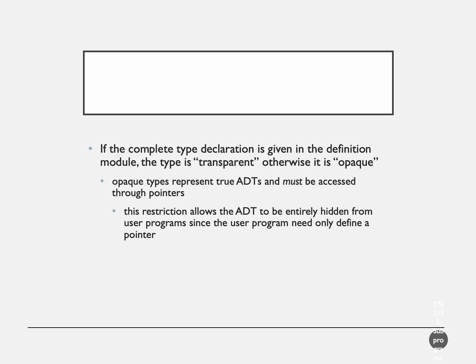Now here's the key part. Opaque types must be accessed via pointers. Because the user doesn't know what's inside the type, they can only hold a reference to it. This restriction ensures that the implementation details remain completely hidden, and the user can only interact with the ADT through its interface.